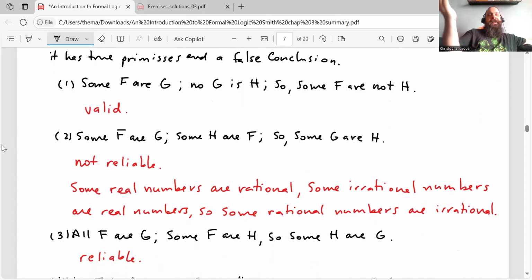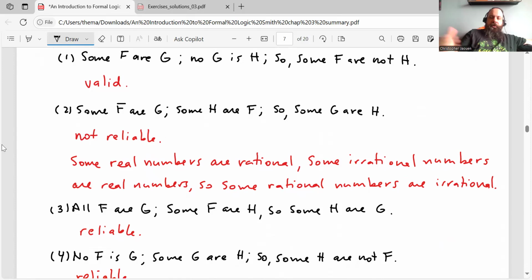Question A, part 2. Some F are G, some H are F, so some G are H. This one is not reliable, so I'll give an example of an invalid instantiation of this argument. Some real numbers are rational, some irrational numbers are real numbers, so some rational numbers are irrational.